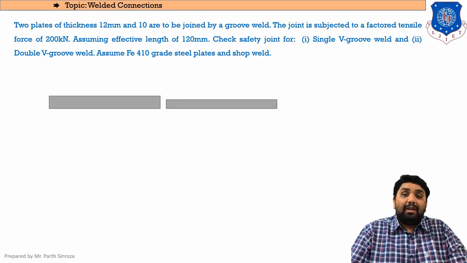Now starting with the sum. First let us take a look at the diagram. Here you can see that two plates are given, and they are of different thickness. The left plate will be of 12 mm thickness and the right plate will be of 10 mm thickness. As you can see here, it is not the question of fillet weld. So here the plates won't be overlapping each other. In case of groove weld or butt weld, plates are always kept adjacent to each other with a gap between them. So in this gap we need to fill the weld.